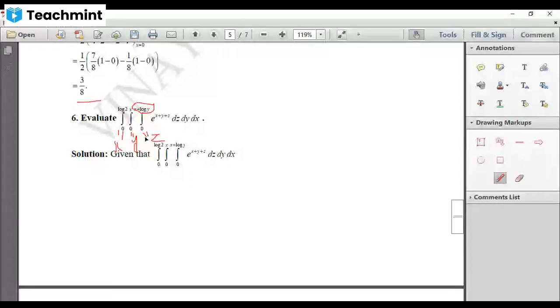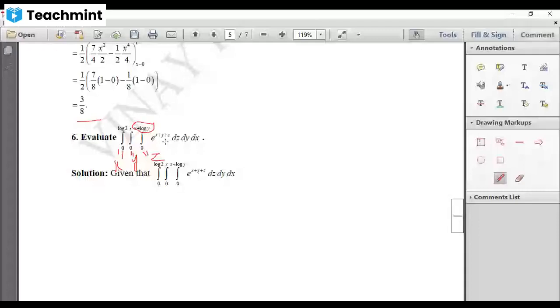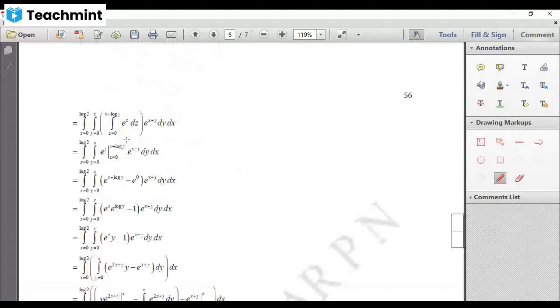Now first we have to integrate with respect to z. As usual, we can separate this into e to the power of x into e to the power of y into e to the power of z. Though we can separate the terms in the function, because the limits are dependent on each other's variables, we cannot write them as three different integrals. We have to integrate in an iterated fashion. First, let us integrate with respect to z.